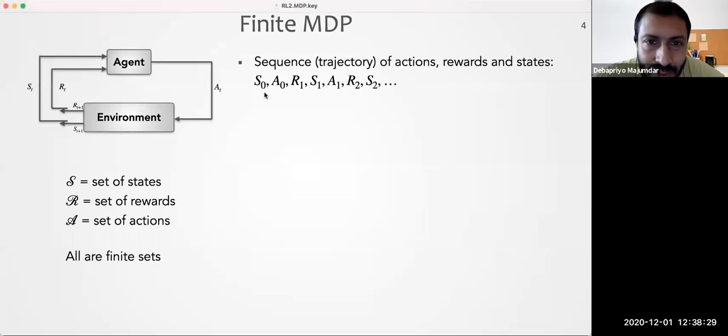So state 0, action 0, I get reward 1, state 1. Depending on that, I take action 1, I get reward 2, state 2, and so on.